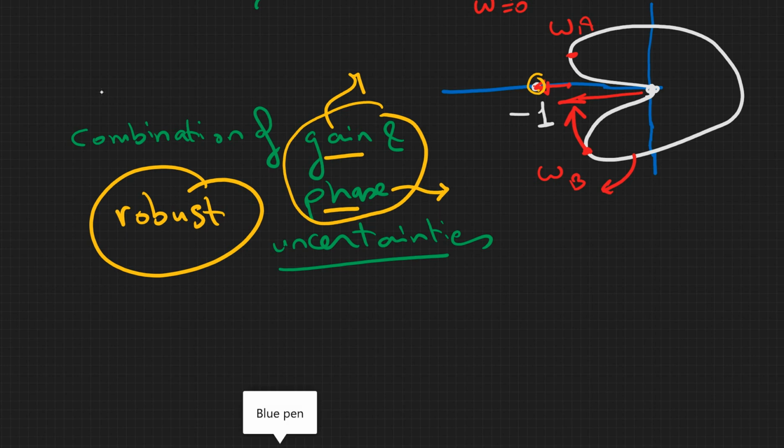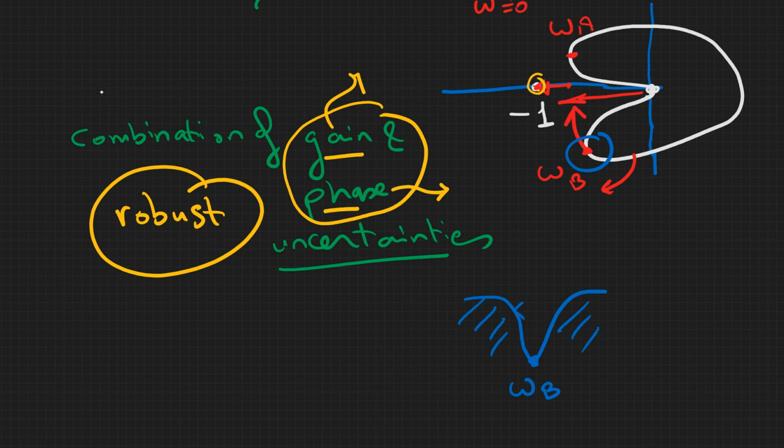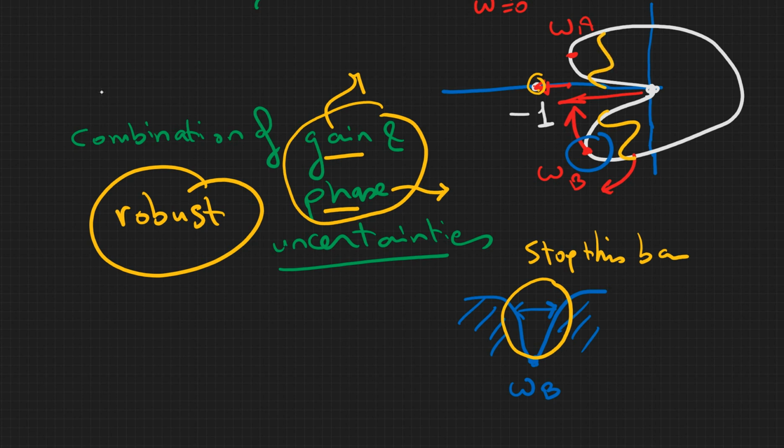But what about solving the problem? How can you solve this? Well, one way is, we say omega B is a problem for me. So why not design a band stop or notch filter that passes all the frequencies and has some band stop here? When you try to stop this band, what you're effectively doing is pulling this backwards like this. And when you do that, you avoid this kind of problem. So you make your system more robust. Therefore, you can examine your system, see where your problematic frequencies are, and try to design a filter that handles this.